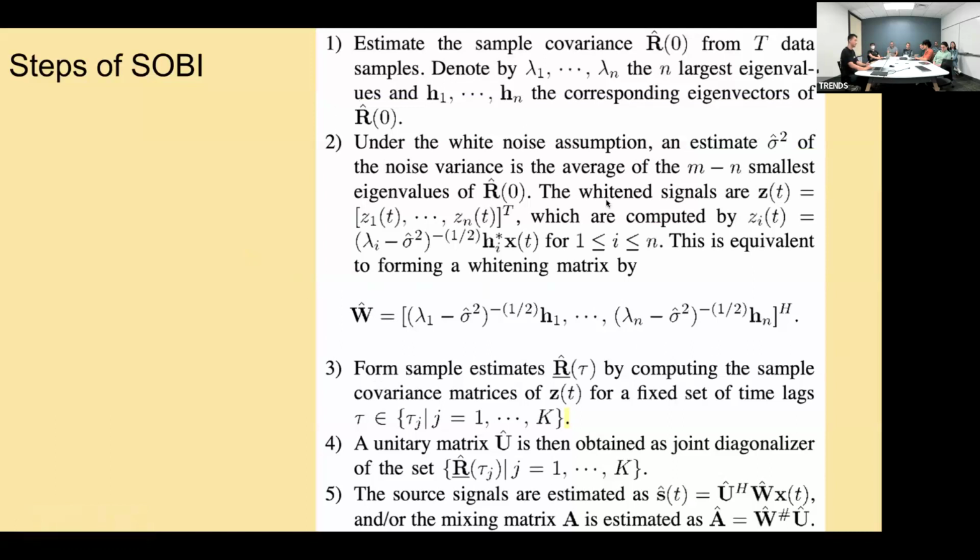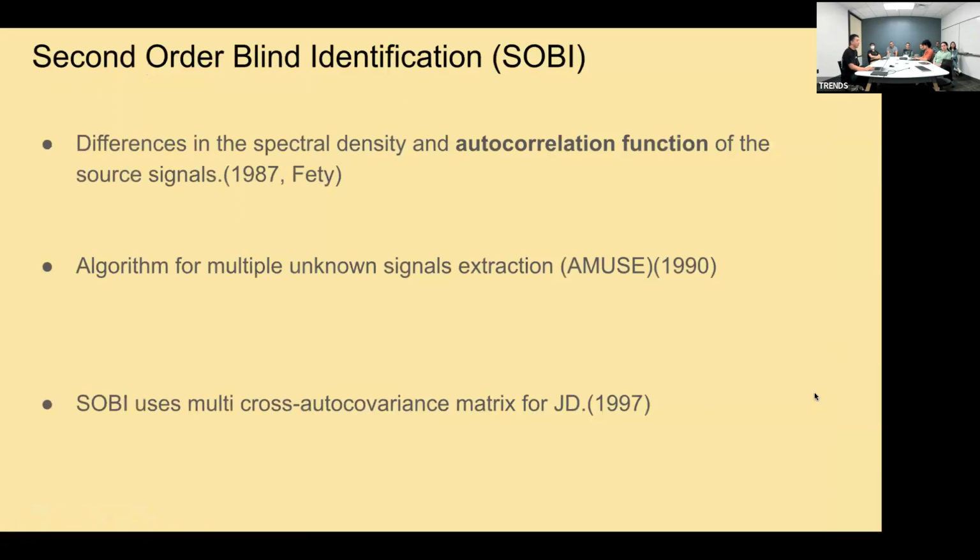The first and second steps are just writing precise. And then you list a set of matrices with different time lags and do joint diagonalization among these matrices, and you will get the results. I was planning to put this part before our explanation, but it seems like, because I'm trying to say SOBI is kind of an advanced version of the second one. It's used as an algorithm for multi-unknown signal separation.